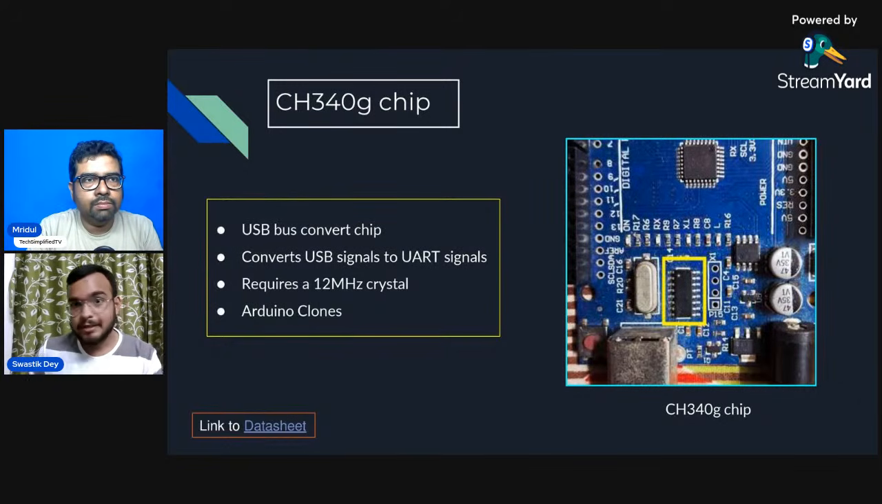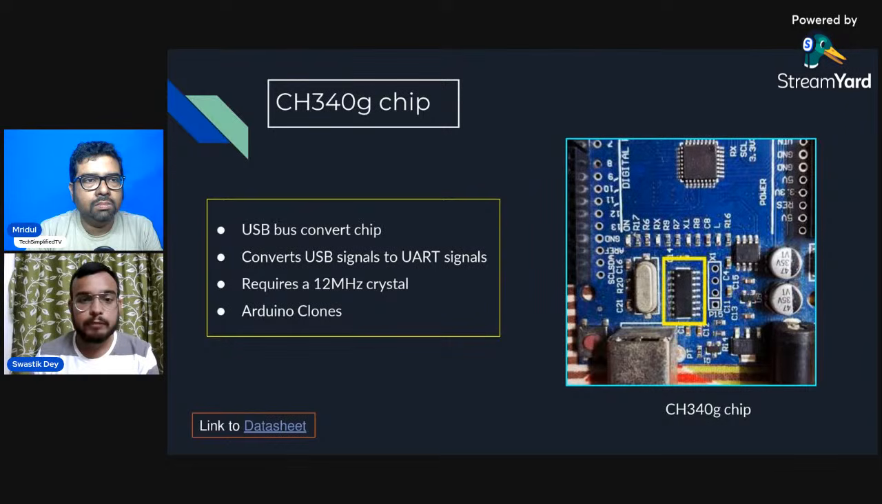You will not find this chip in the actual Arduino board, but you will find it in the Arduino clones. There is a reason why it is found in the Arduino clones. That is because the actual Arduino boards have something called the Atmega 16U2 as the converter chip, and CH340G is basically a cheaper version of it. So whoever decided to design the clone of an Arduino thought that they'd use a cheaper version of the chip to design it.